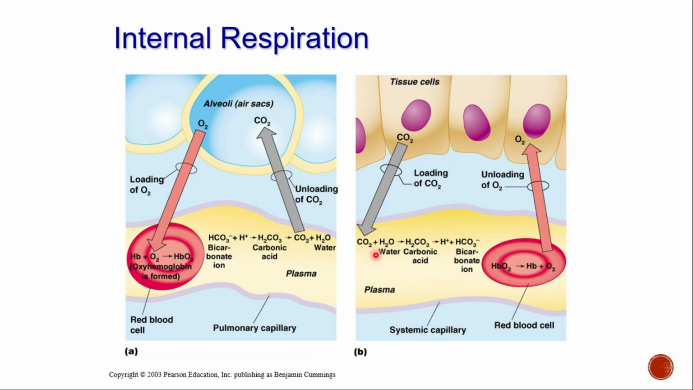This carbon dioxide, when it enters the plasma, combining with water, converts to carbonic acid. This carbonic acid dissociates and releases bicarbonate ions. These bicarbonate ions in the plasma again convert to carbonic acid and produce carbon dioxide, which is then transported from blood to alveoli, and is exhaled in the outside air.